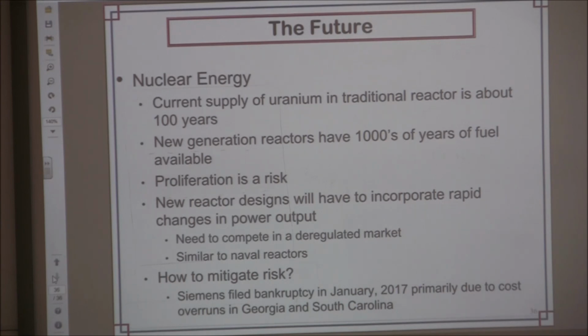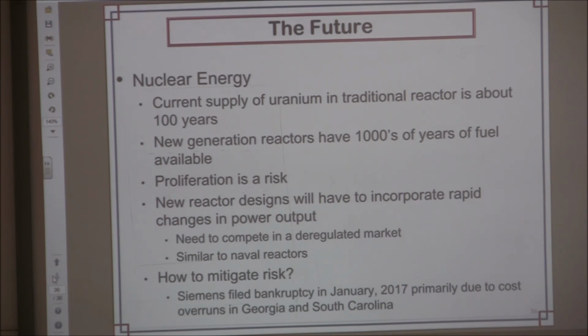And finally, how do I mitigate the risk? And not proliferation risk, but construction risk. So back in January 2017, Siemens Westinghouse, which builds the only reactors in the US, filed for bankruptcy protection, mainly because of cost overruns with the power plants that were being built in Georgia and South Carolina.